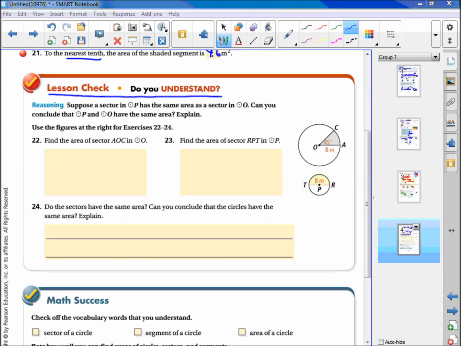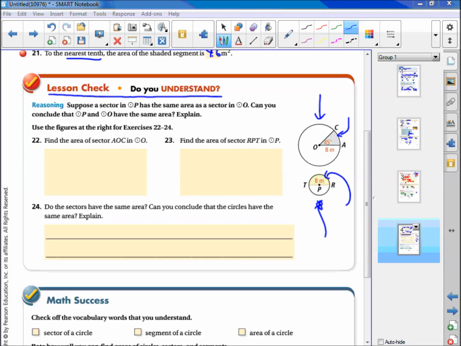So suppose a sector in circle P has the same area as a sector in circle O. So here's circle O, and here's circle P. And we have two sectors here. Circle O, we have this shaded sector in here that's gray. And in circle P, we have this shaded sector that's kind of yellowish. Can you conclude that then circle P and circle O have the same area? And we want to explain.